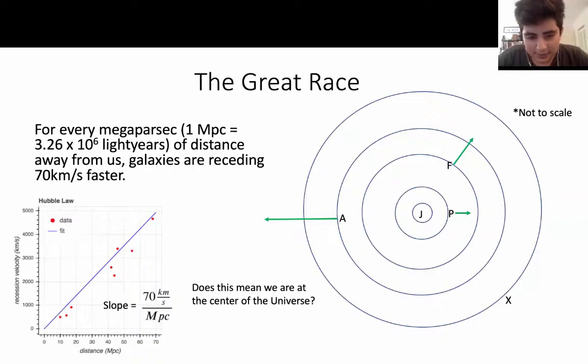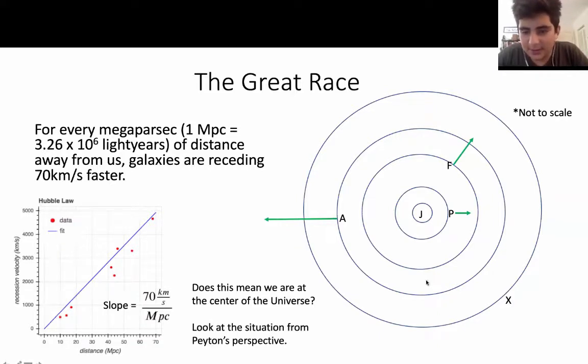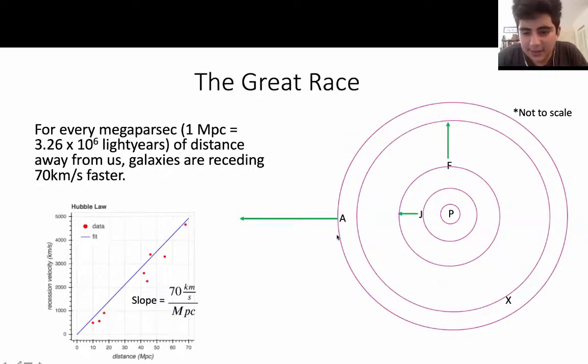So the next question to ask is, does this mean we're at the center of the universe? If you just look at this diagram alone, you might think so, because everything's running away from J. But point of view becomes really important, because let's look at this situation from Payne's perspective. For him, you can see everything's running away from Payne. So you can't just assume that because everything's running away from you, you're at the center of the universe. Here you can see this diagram shifted to Payne's perspective, and to him, he's at the center of the universe. So you can't really assume too much about that.